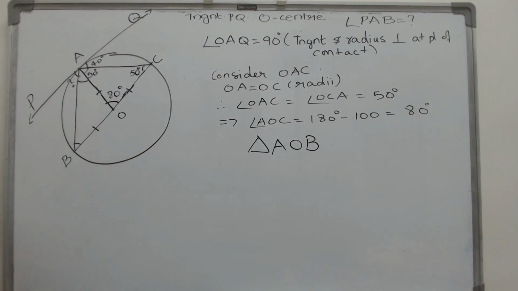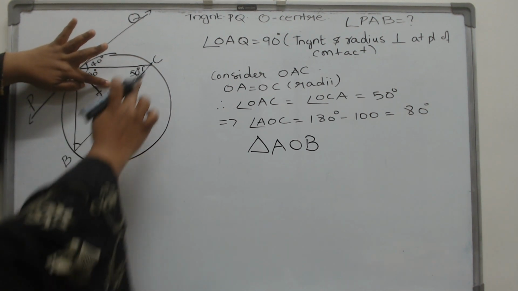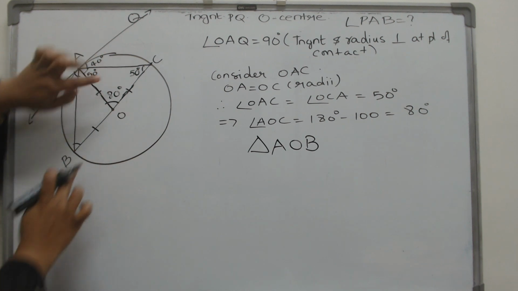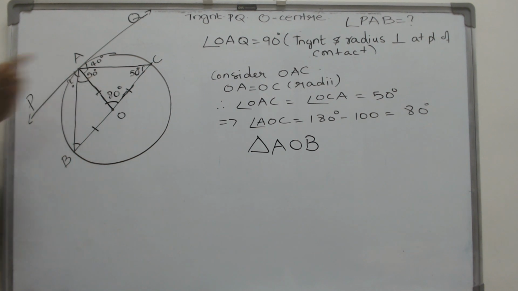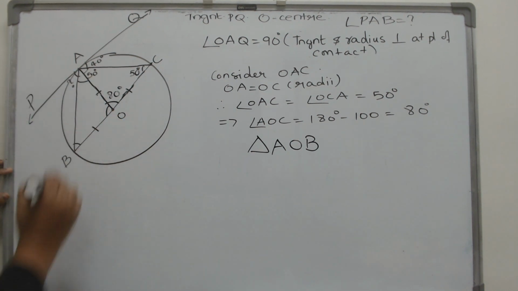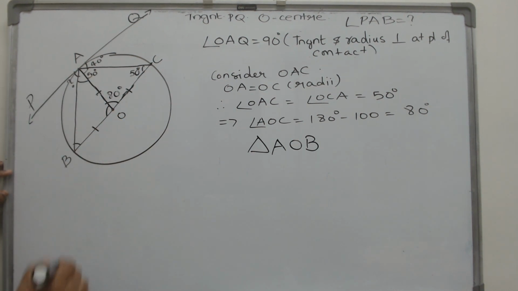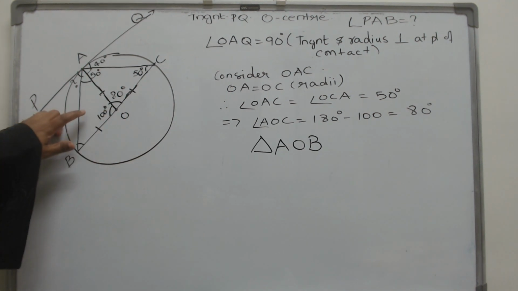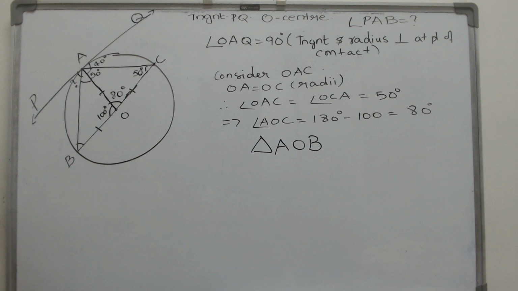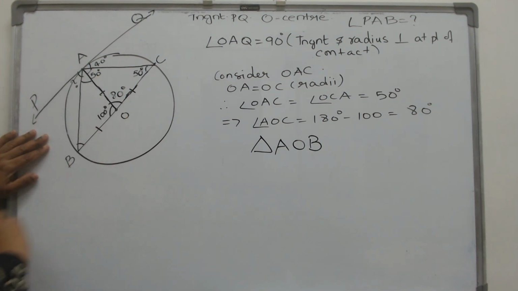Now how do you get that one angle? You can decide yourself. One way is, you see this is a straight line, which means it is a linear pair. That means if this is 80 degrees, what will this be? This will be 180 degrees minus 80 degrees, which will be 100 degrees. Now that is one way of finding an angle of this triangle. Can you think of any other way to find any other angle?